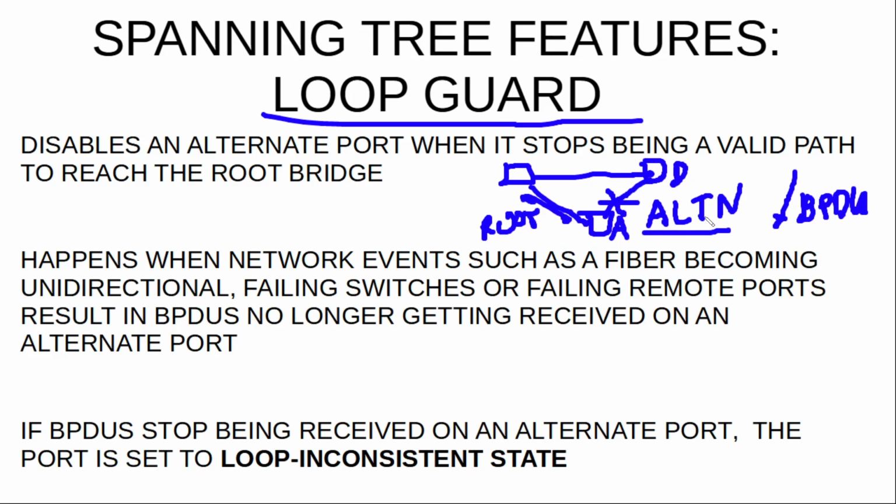But what happens if for some reason you stop receiving BPDUs on this alternate port? If you don't use loop guard, this alternate port is actually not providing a healthy alternate path to the root bridge. So with loop guard, if you stop receiving BPDUs on an alternate port for some reason, this port will be placed into loop inconsistent state.